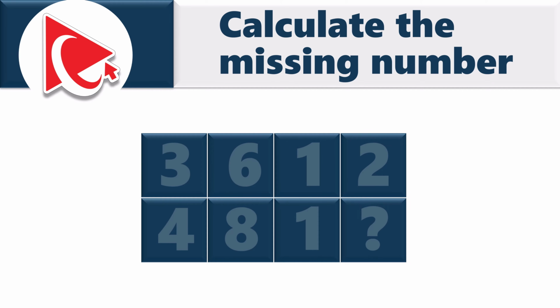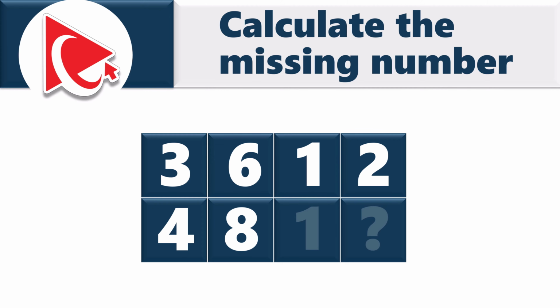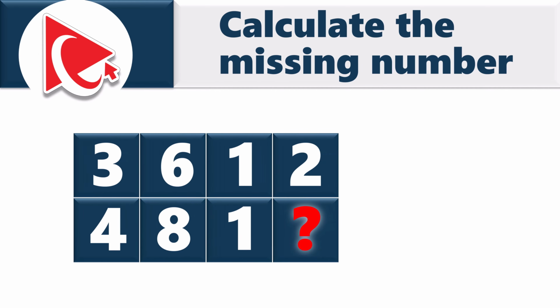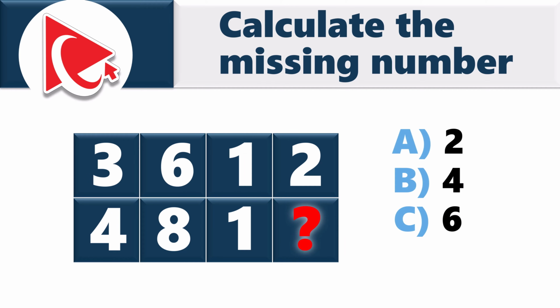The numbers in the first row of the matrix are 3, 6, 1, and 2, and then numbers in the second row are 4, 8, 1, and then comes the missing number, which you need to calculate and select out of 4 possible choices. Choice A, 2. Choice B, 4. Choice C, 6. And last but not least, choice D, 8. Take a close look to see if you can come up with the answer.